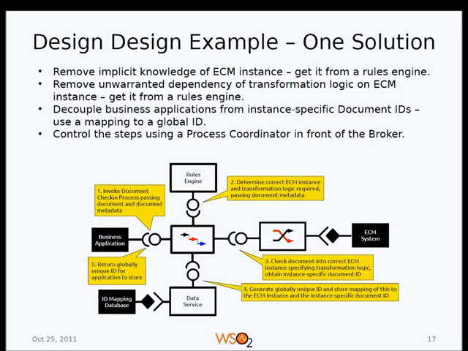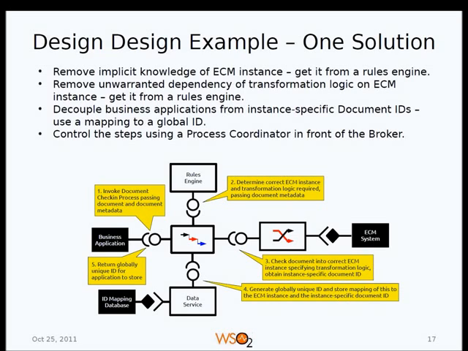So having got this information now as an explicit piece of data from the rules engine, the process coordinator can now go to a broker and say, now check this document into this ECM instance and apply this transformation logic. So the broker can go off, talk to that particular ECM instance, check in the document and the metadata, and get back an ECM instance specific document ID. And it passes that back to the process coordinator. The process coordinator says, not so fast. I'm not going to pass this instance specific document ID back to the business app because that's coupling it very tightly to that instance of the ECM.